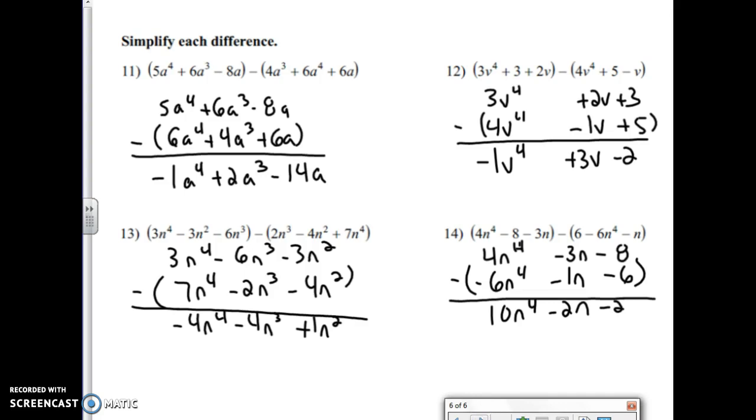Okay, so for number 11, you should have gotten negative 1a to the 4th plus 2a cubed minus 14a. For number 12, I got negative 1b to the 4th plus 3b minus 2. Number 13, I got negative 4n to the fourth minus 4n cubed plus 1n squared. Number 14, I got 10n to the fourth minus 2n minus 2.